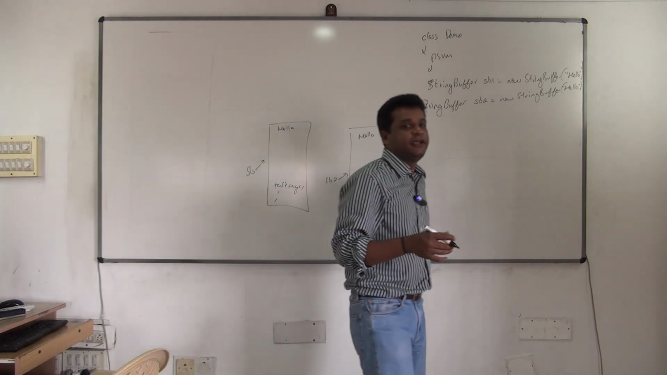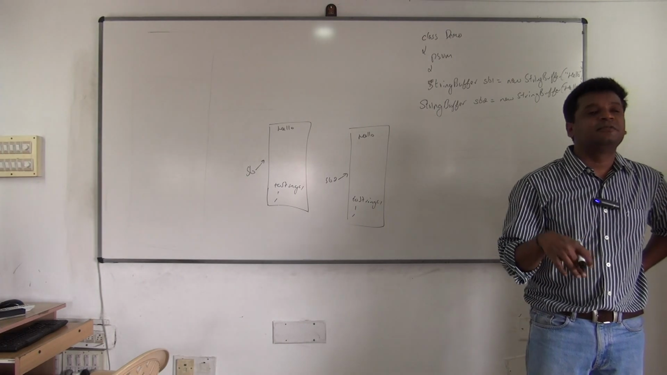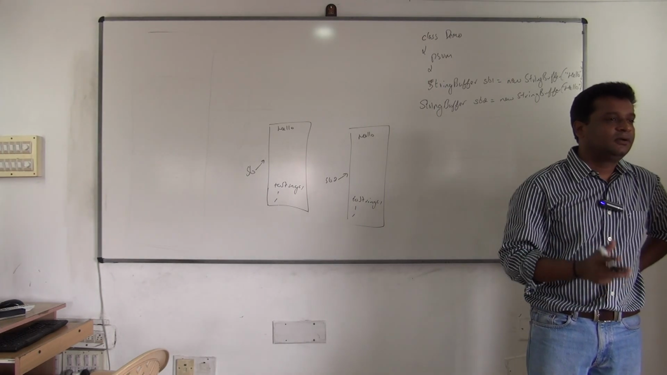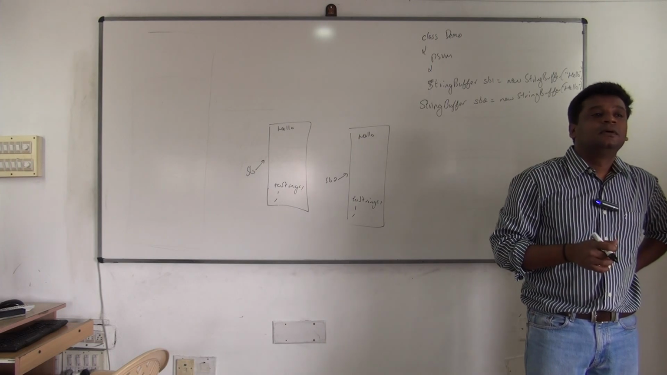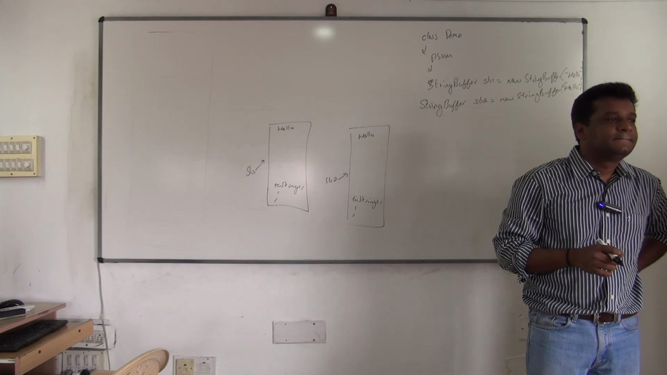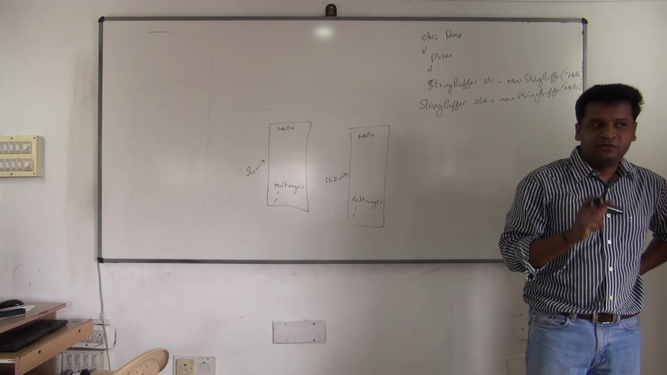Now I want to check whether StringBuffer sb1 and sb2 are equal or not. How will you do it? sb1.equals(sb2). Correct? But it gives you false.